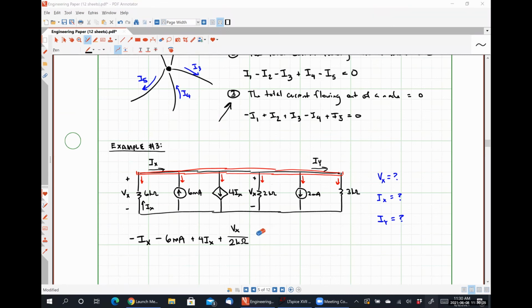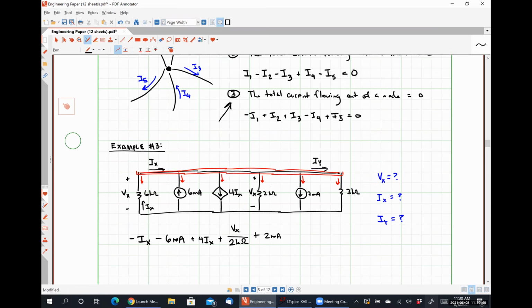How are we going to represent the current flowing through the 2 milliamp source? Will that be positive 2 milliamps or negative 2 milliamps? Positive. All right. So positive 2 milliamps, absolutely correct.